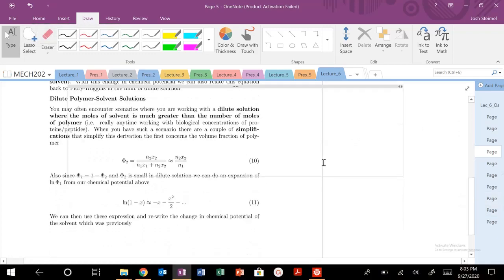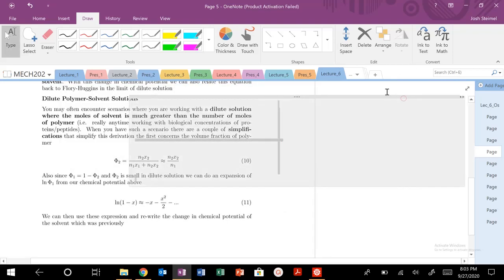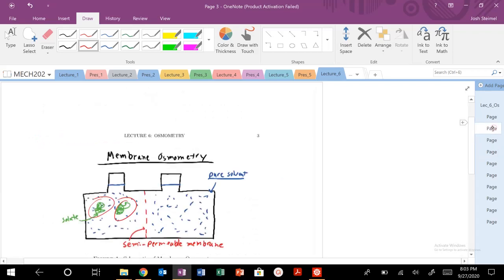Talking about membrane osmometry. In one of the scenarios that we're going to talk about today, and actually often when you're working with membrane osmometry, we are going to be working with dilute polymer solvent solutions. And that's pretty apparent from this diagram right here, where you have, again, very, very few polymers.